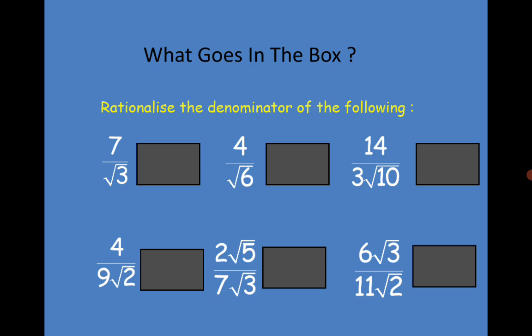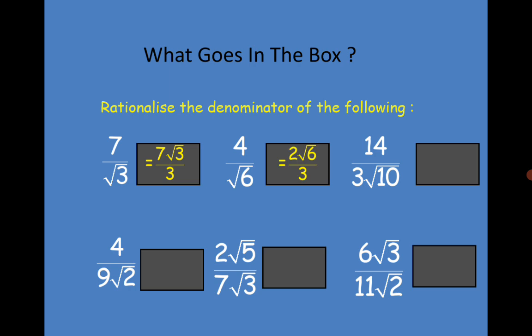Alright, so for 7 root 3, we should be able to find something like this. Remember, you multiply the top number and the bottom number by the root, the bottom one. So root 3 times root 3 is 3, and multiplying 7 by root 3 is 7 root 3. So you'll be given this one as the result.